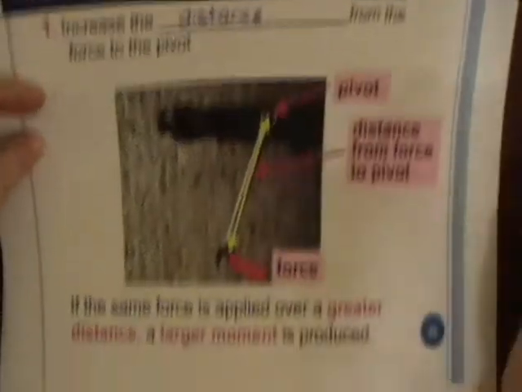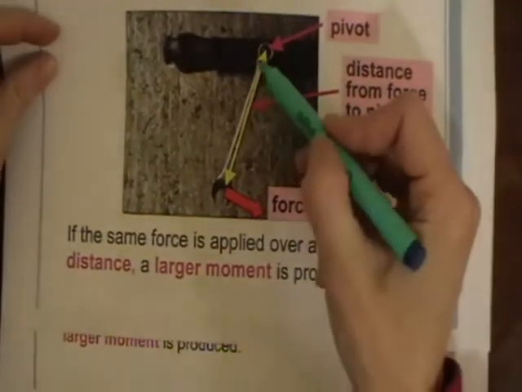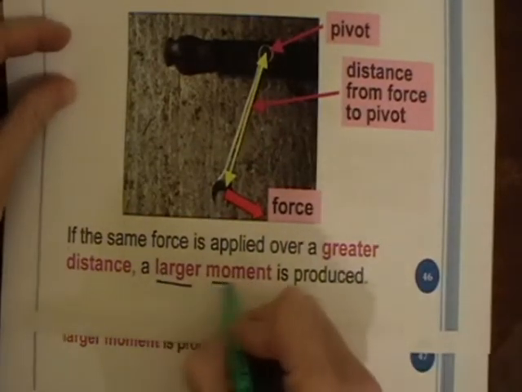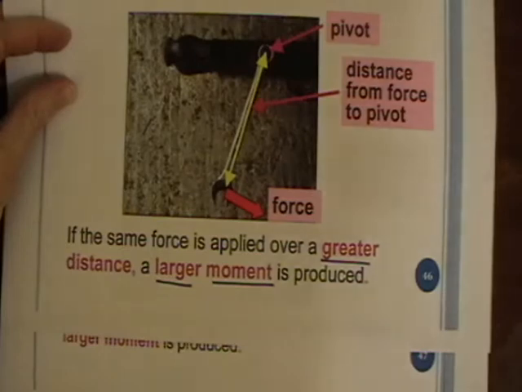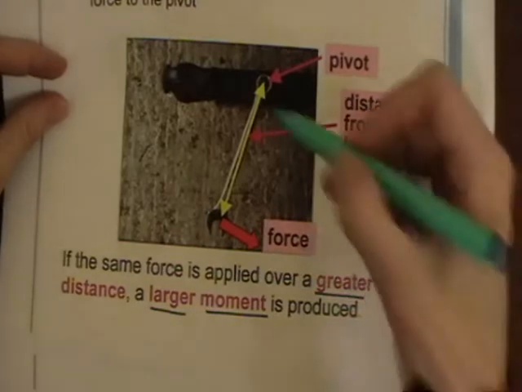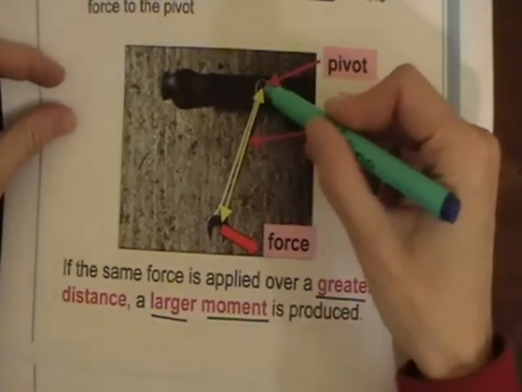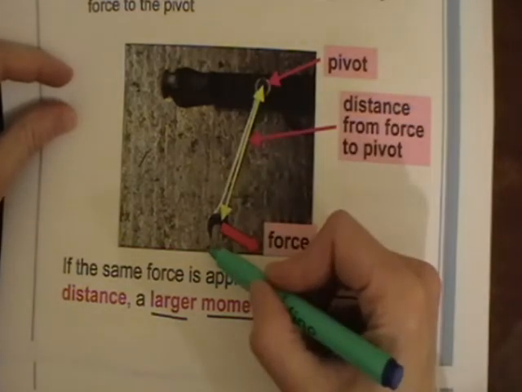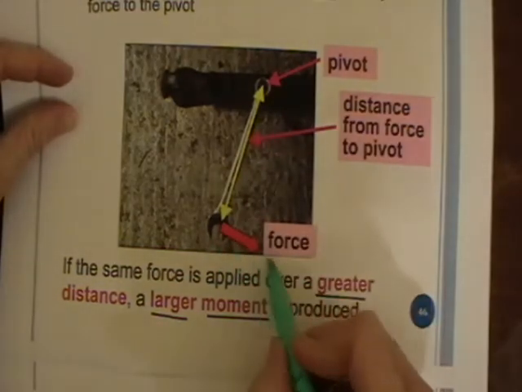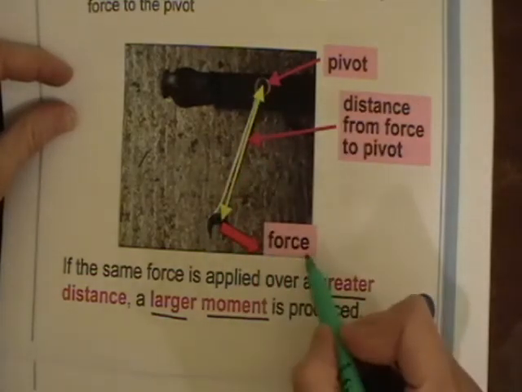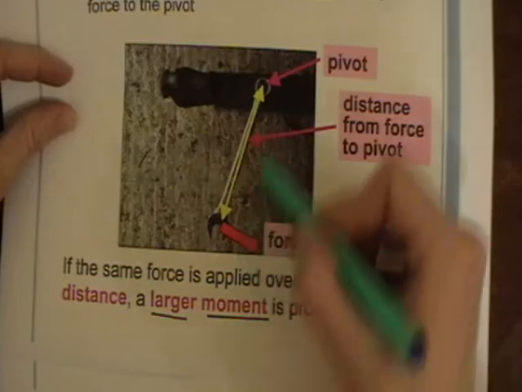So if you apply the same force, but you're applying it a greater distance away from the pivot, then you get a larger moment. So that makes it obvious that we need a certain amount of moment to get this nut loosened. If we move our hand a further distance away from the pivot, then we can get away with using less force. So the lever is helping us do work here by using less force, simply by increasing the distance from the pivot.